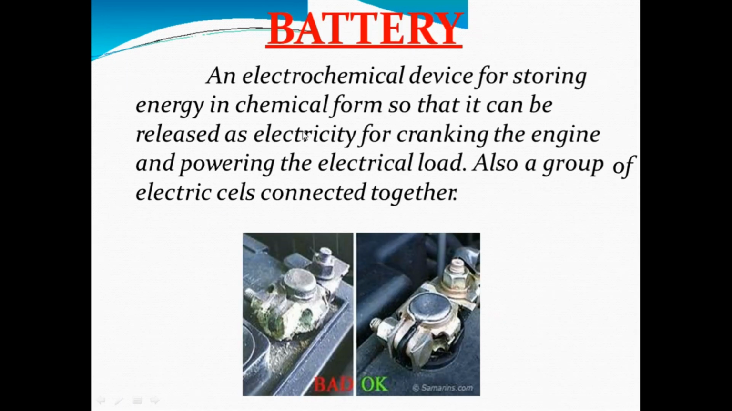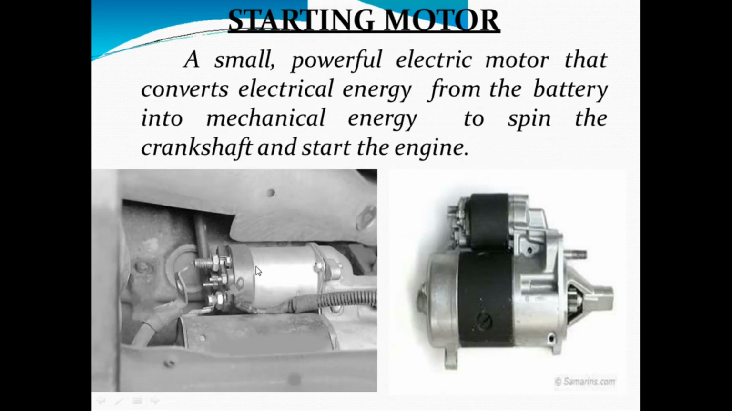As we see, the battery is one of the components of the starting system, and we know a battery is an electrochemical device for storing chemical energy so that it can be released as electricity to crank the engine and power the electrical loads. It is also a group of electrical cells connected together. Then the starting motor, a small, powerful electric motor, converts electrical energy from the battery into mechanical energy to spin the crankshaft and start the engine.